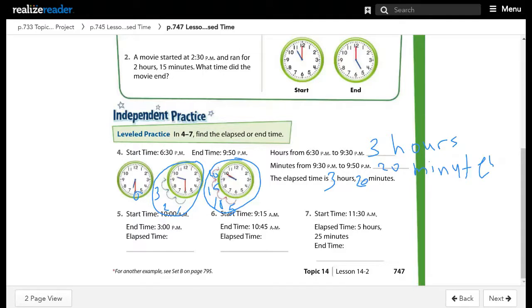Let's solve another question like question number 7. Start time 11:30 a.m., which means in the morning. Elapsed time 5 hours, 25 minutes. Now in this question, he gave me the elapsed time and he wants the end time. So let's count the hours first. After 11:30 by 5 hours, let's count 12. This is 1, 2, 3, 4. So the clock will be at 4.